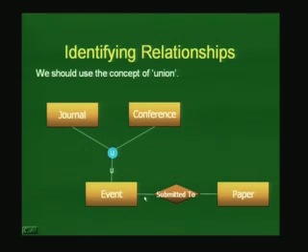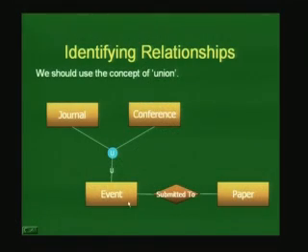And how do you say that it has to be submitted to only one conference or a journal at any point in time? The only thing is to make the cardinality of event as one here. So a given paper can be submitted to one event, or one to n papers. That is, a given event may have n papers, and a given paper may be submitted to exactly one event. And what is that event? An event could be a conference or a journal.